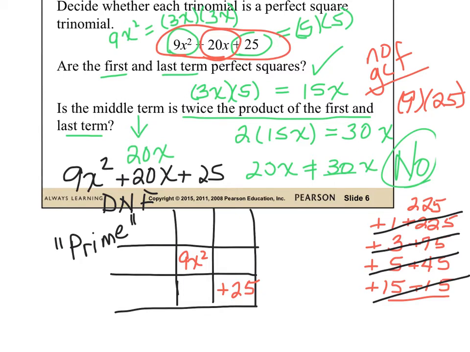And this is the really good thing about this method, is not only do you know when something does factor, but you absolutely know when it doesn't factor, because not everything does.